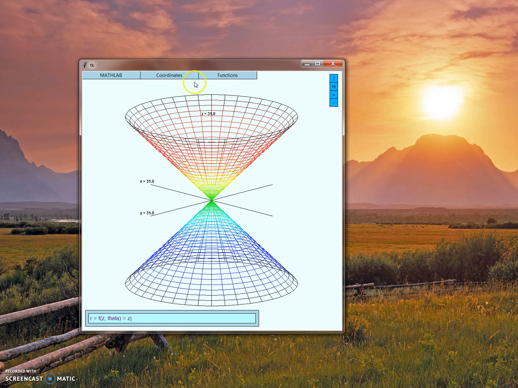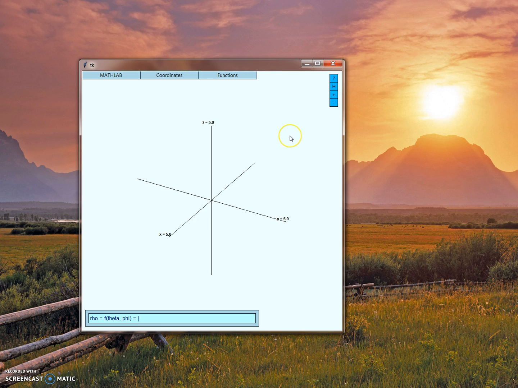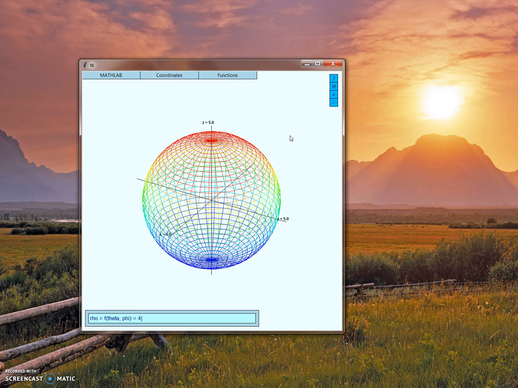Or we can go into different coordinate systems. Let's clear all again. Let's go to spherical. Some of our graphs can get really interesting in spherical coordinates. I mean, you have the basic spheres, for example. Let's return to home view again, just a basic sphere.